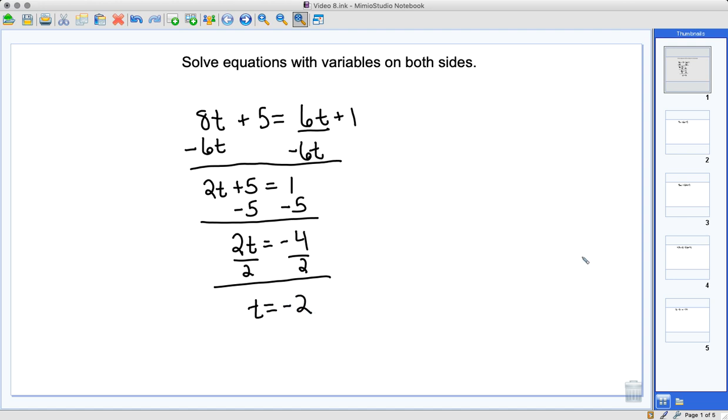Again, we can always go back to that check and make sure we did it correctly. That's what we're trying to figure out, if we got it right. So 8 times negative 2 is negative 16. Plus 5 would be negative 11. 6 times negative 2 is negative 12. Plus 1 is negative 11. We got the same number on both sides of that equal sign. So we are good. We got the right answer.